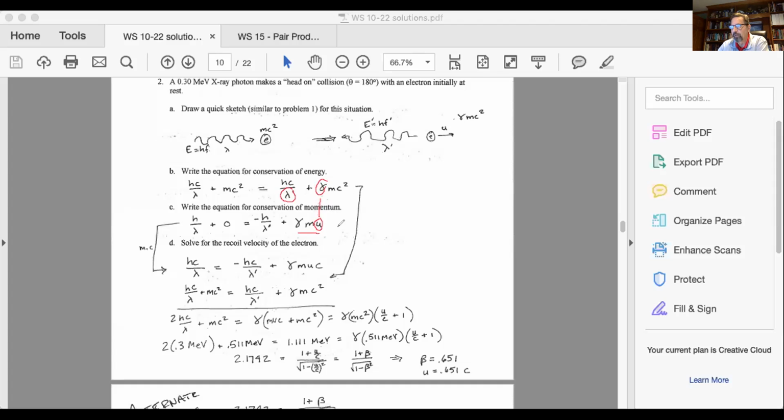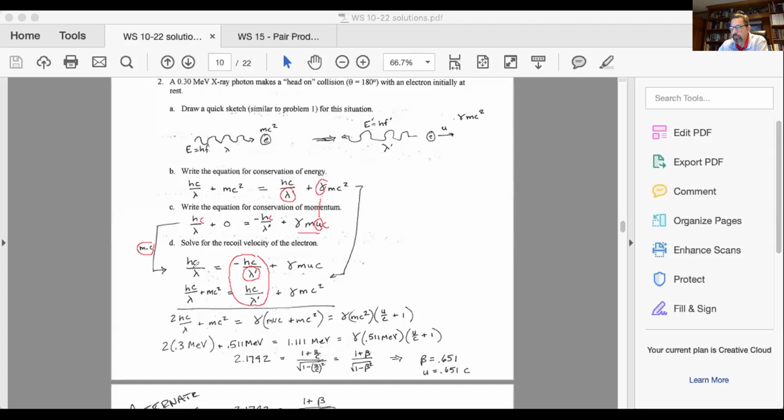When I looked at this, the simplest thing I said is, well, let's just multiply the momentum equation by the speed of light. So multiplied by c right there, multiplied by c right there, multiplied by c right there, and then rewrite it, and then just bring down the energy equation. And hopefully you can see why I did that. If I add these two equations, one of the things that I don't know, the wavelength after the collision, goes away. And that was the strategy behind it. There's, like I said, other ways you could have solved the problem, but that's it.